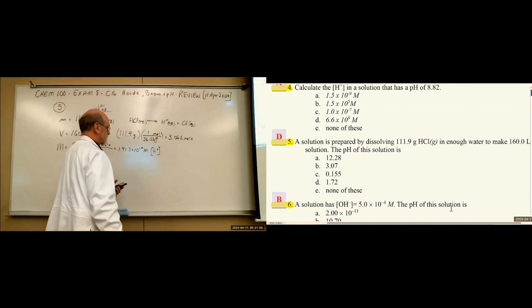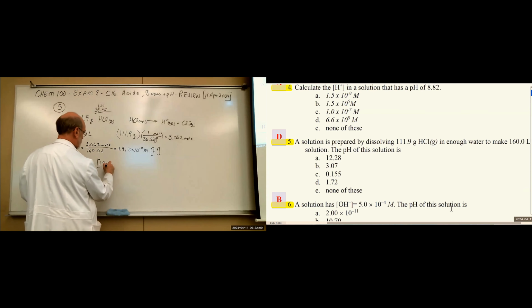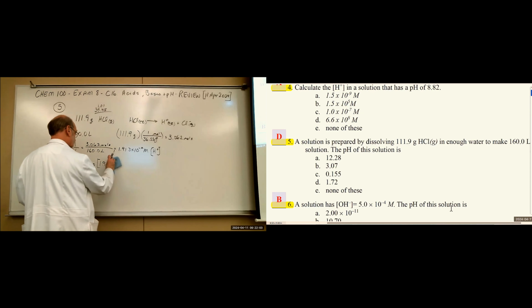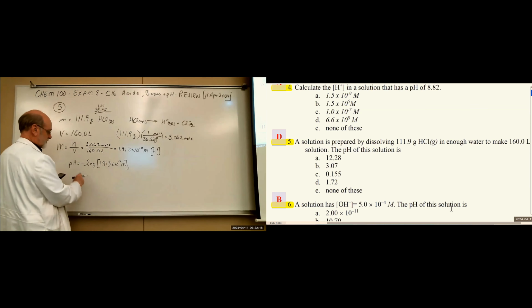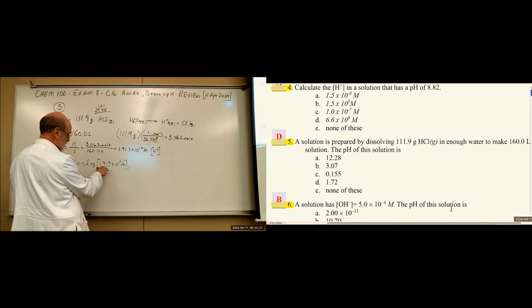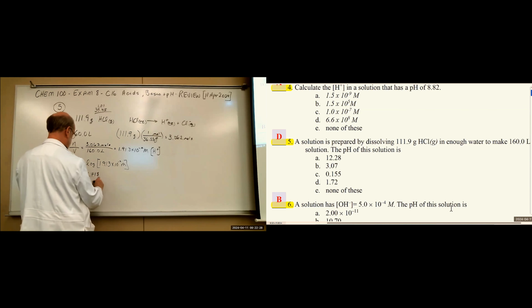Now we can do the pH calculation. Negative log of 1.913 times 10 to the minus 2 molar. I can do better than that. Okay, so I've already got it in my calculator. I'm just going to take the log of it, change the sign. And the number of significant figures here is the number of decimal places in our answer. So we can have 1.718 pH.